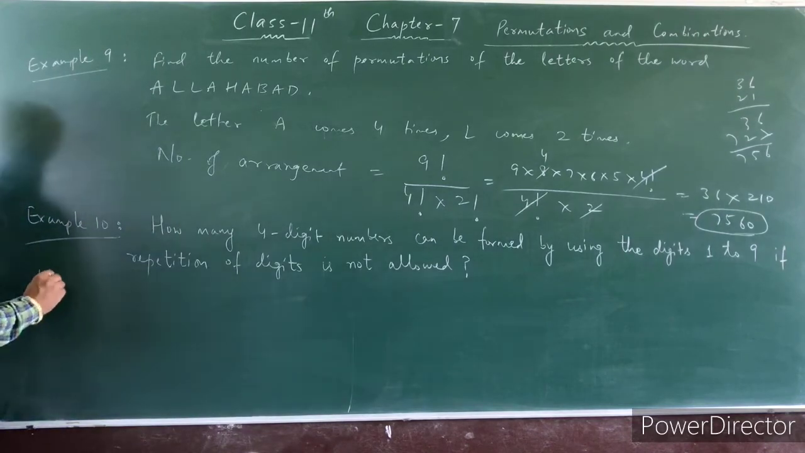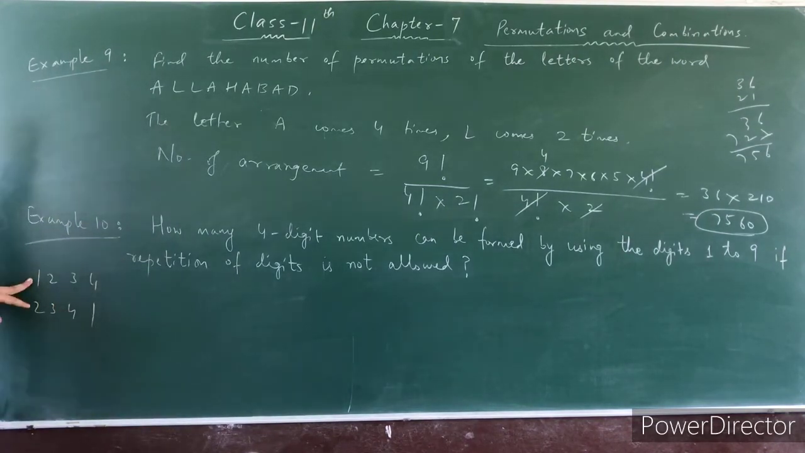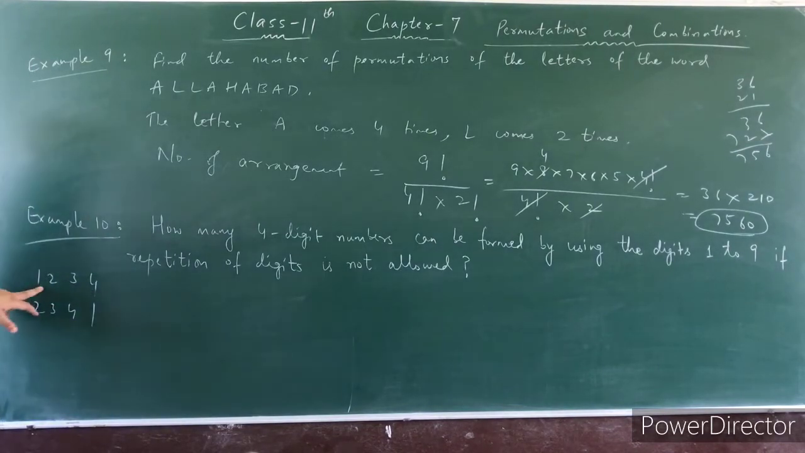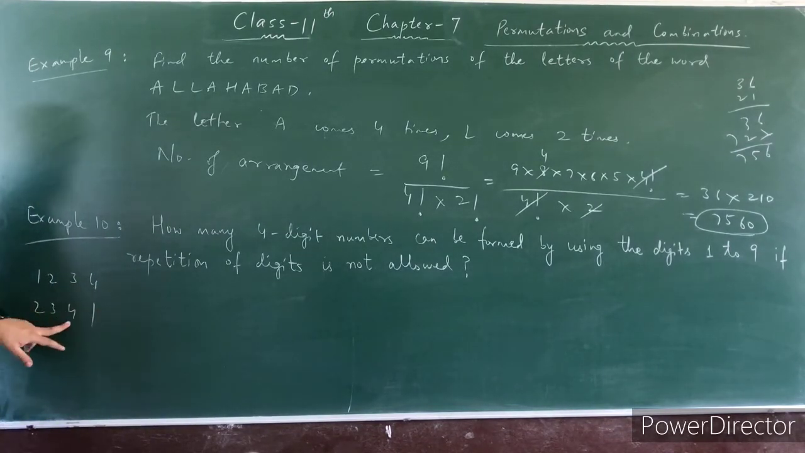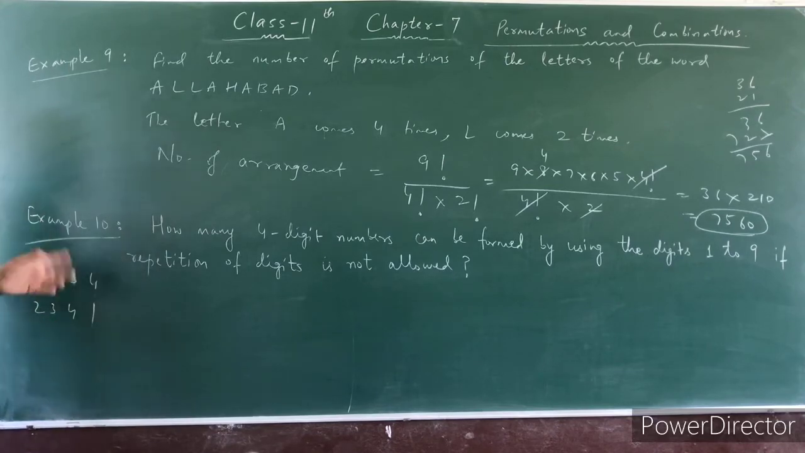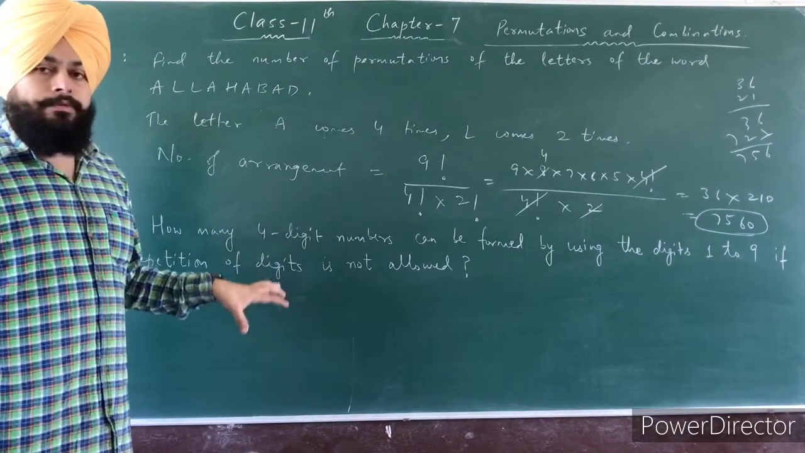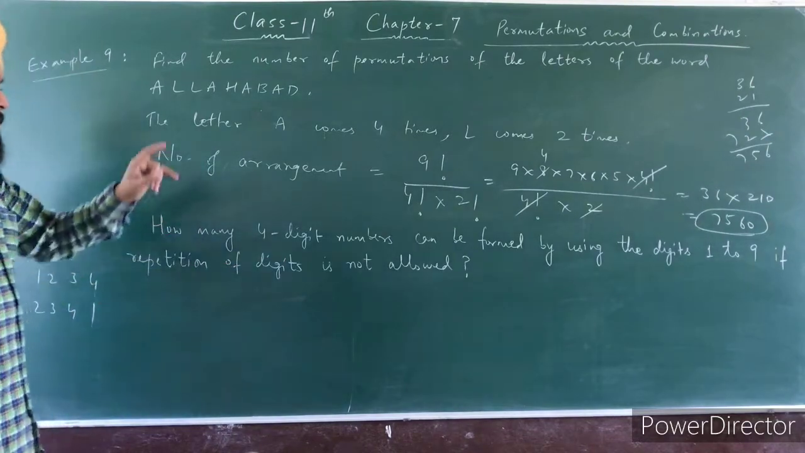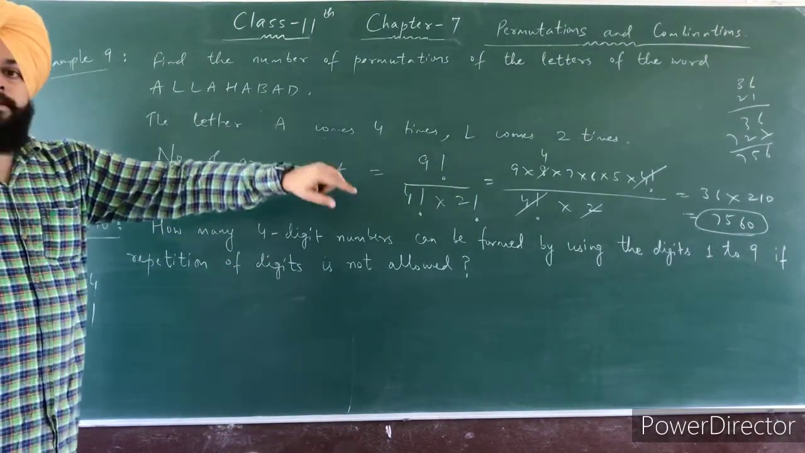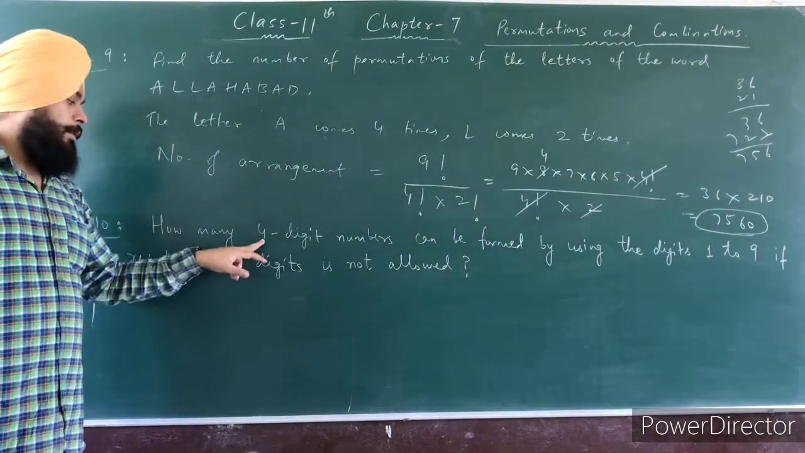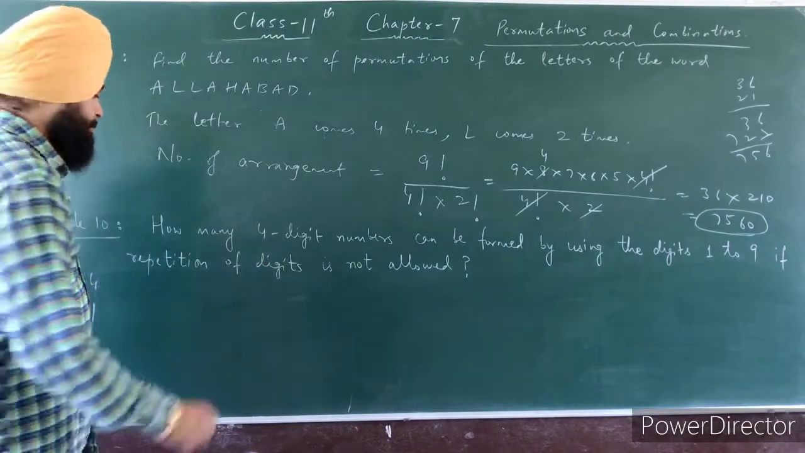For example, 1,234 and 2,341. You can see this is a 4-digit number. The digits are the same, but the order is different. The order of the digits is different. So you can find the total number of ways from the 9 digits, but we have to take only 4 digits at a time.